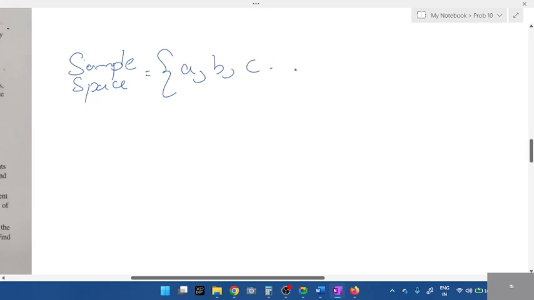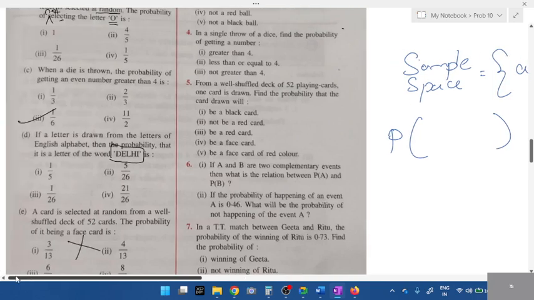A, B, C, up to which one? Up to Z. Capital or small letter, it doesn't matter. Anything is fine. Okay, Delhi is in capital letters, so you all write in capital letters. This is the sample space. Next, write probability of, in bracket, which city? Delhi.